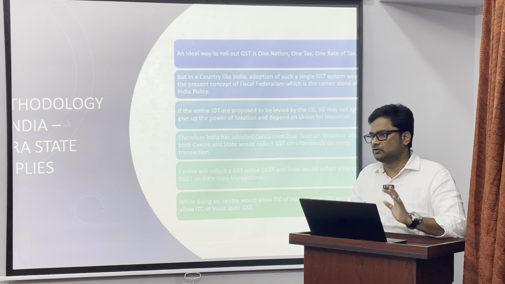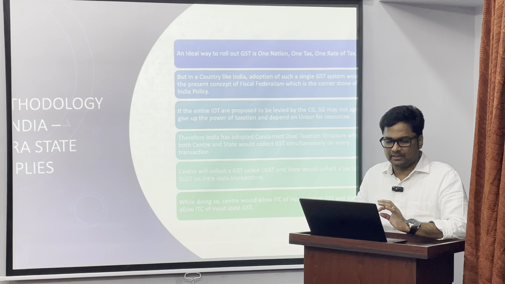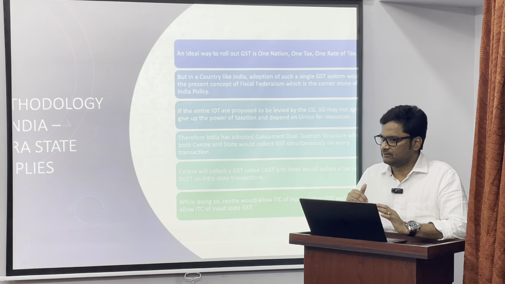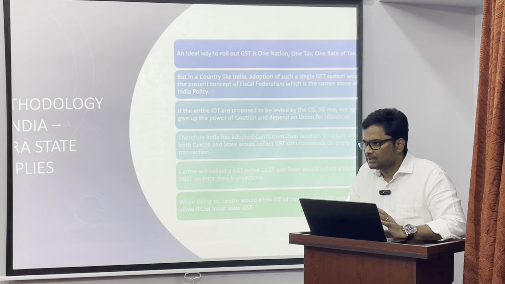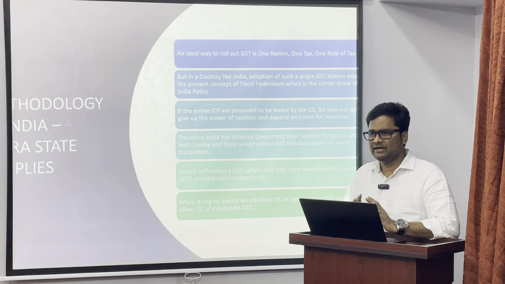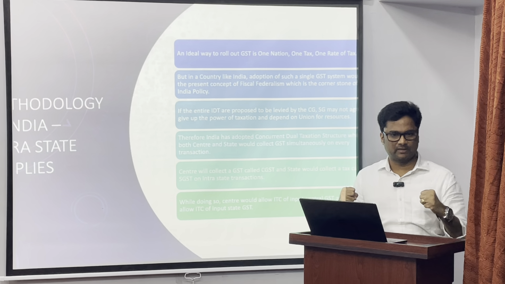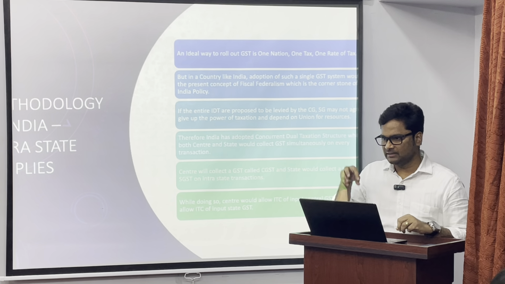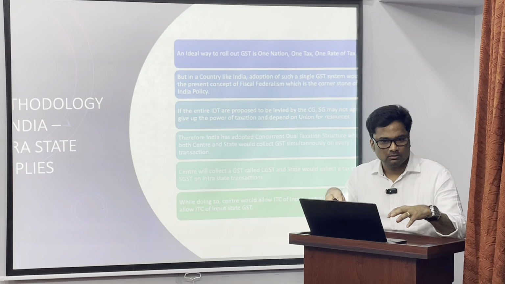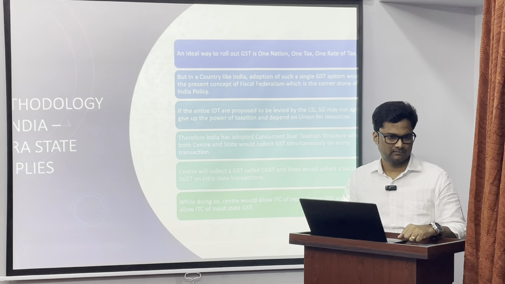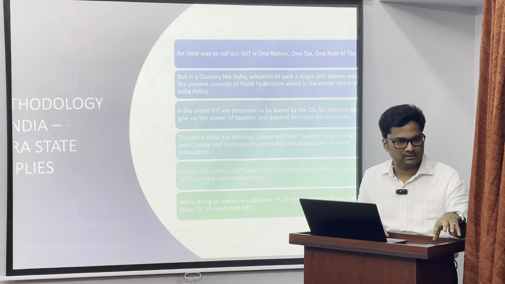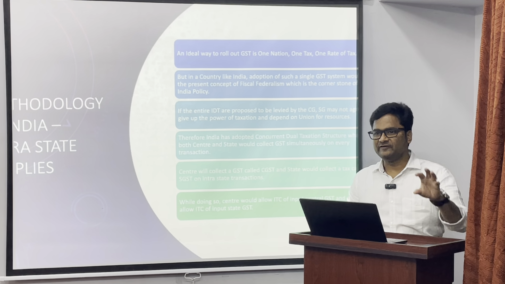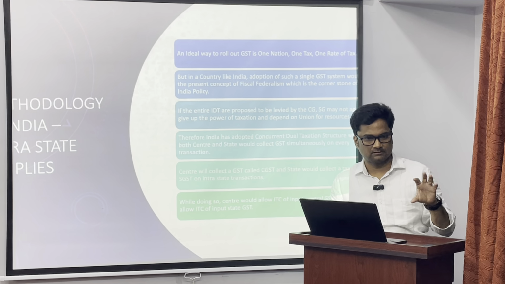So there is a supply of goods by A to B from Visakhapatnam to Vijayawada. The goods are moving from Visakhapatnam to Vijayawada. So what kind of supply is this? Intrastate supply. And we said both shall have the power to levy the tax on a single transaction. Now both want to levy tax. The state also wants to levy the tax. The center also wants to levy the tax. And they will fix the rates of tax in the GST tariff.